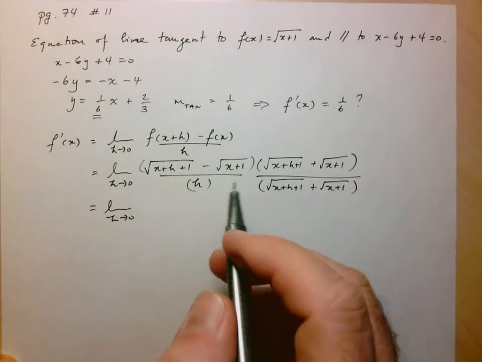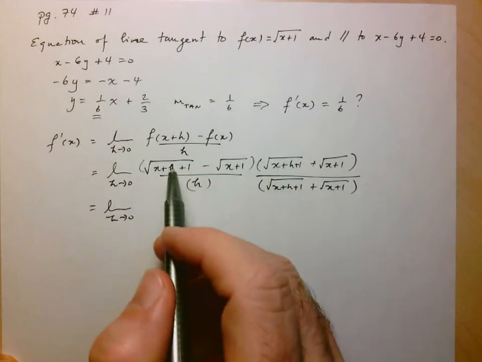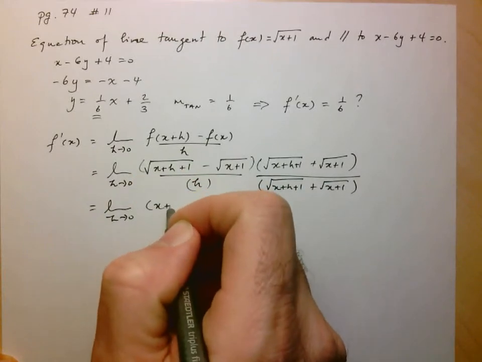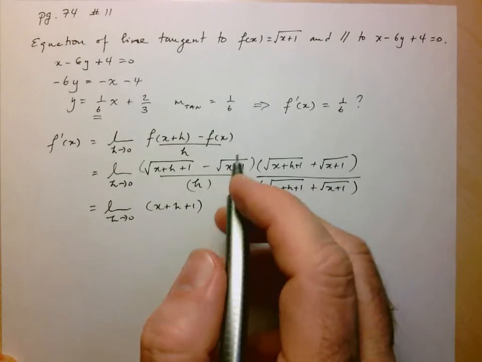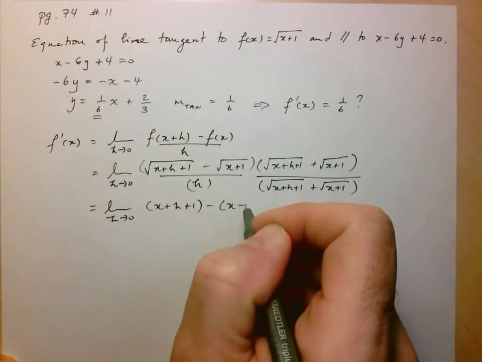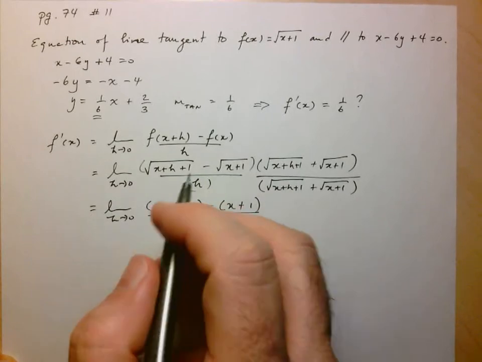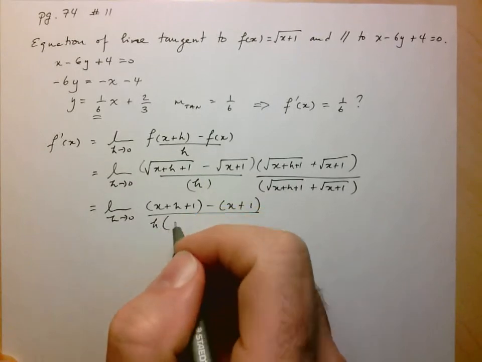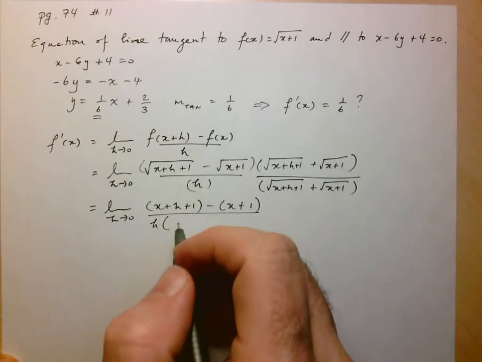As is always the case, those middle terms cancel out, so I'm just left with this expression squared, which is just going to be x plus h plus 1 minus that expression squared. Okay, and again, please do not forget these brackets. Okay, and as we've done in the past, I'm not going to distribute the h because the idea is I want this to cancel out at some point.